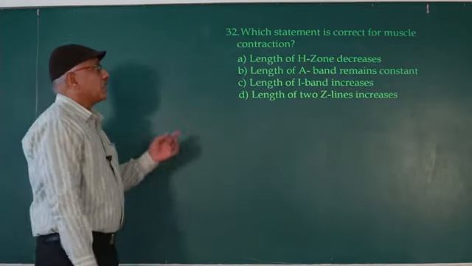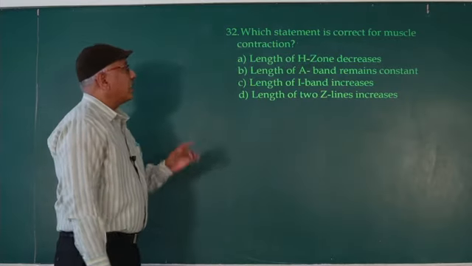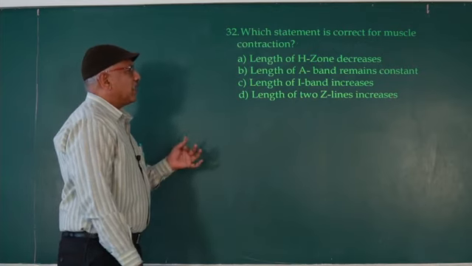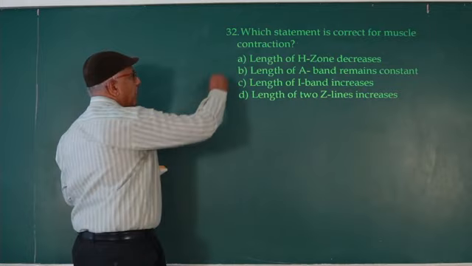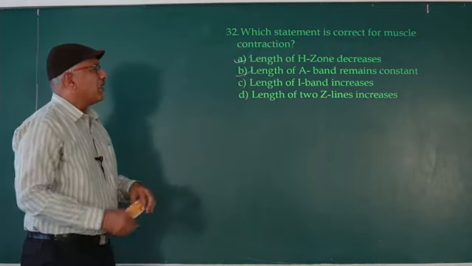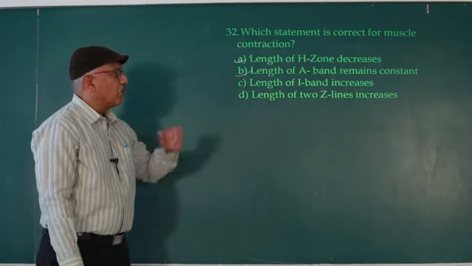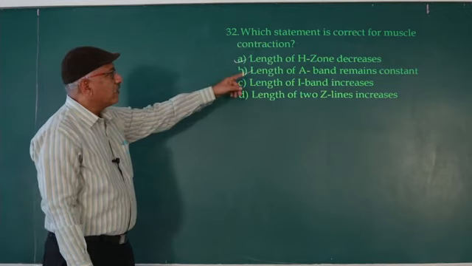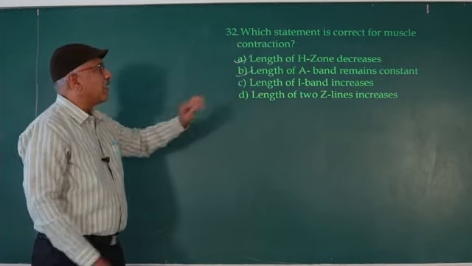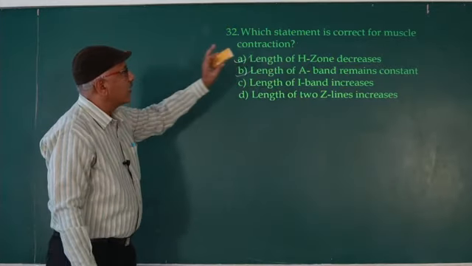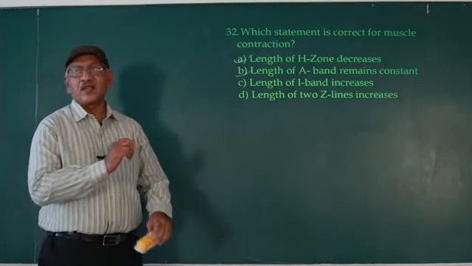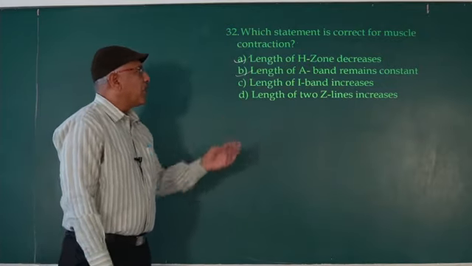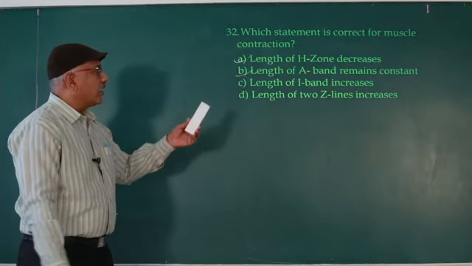Next question is, which statement is correct for muscle contraction? Length of H zone decreases during muscle contraction, correct. Length of A band remains constant, correct. These 2 statements are correct. Length of I band increases, wrong. Length of Z lines increases, wrong. So by mistake, 2 correct options are given: length of H zone decreases, and length of A band remains constant. Both the statements are correct. During muscle contraction, H zone and I band decrease or disappear. No change in the length of A band.